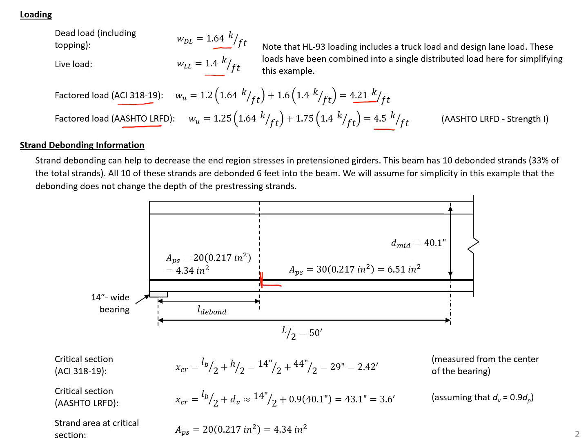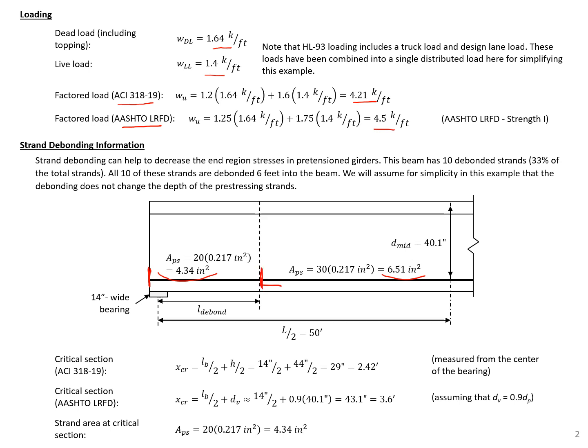So you can see in the first 6 feet, we're going to have a different strand area than in the rest of the beam. And we'll also have to develop the strands. The 20 strands will start transfer and development length at the end, and the other 10 strands will start at the end of the debonding region.